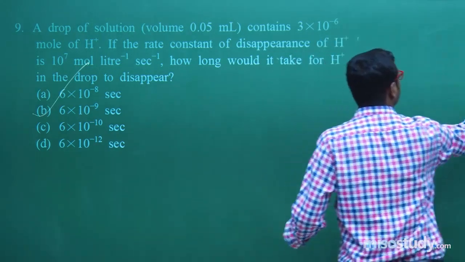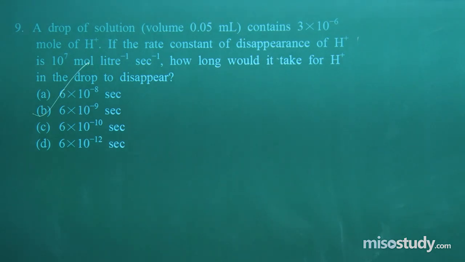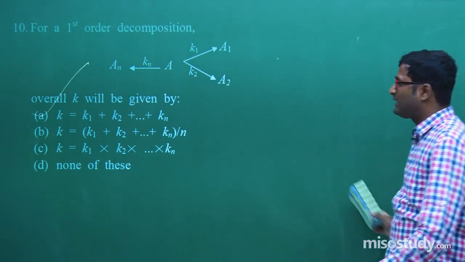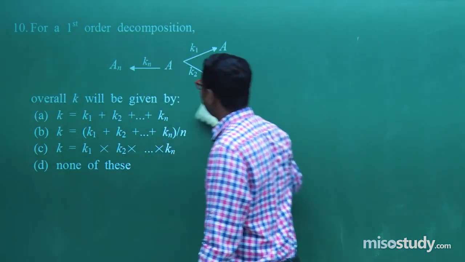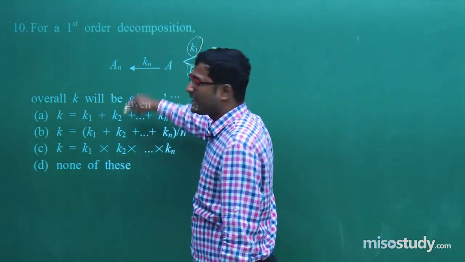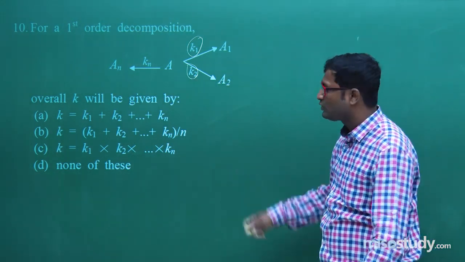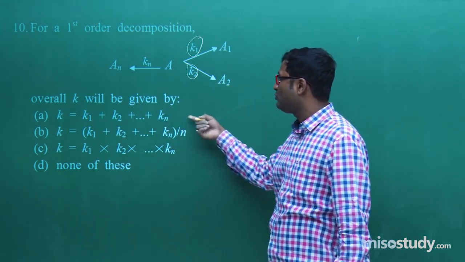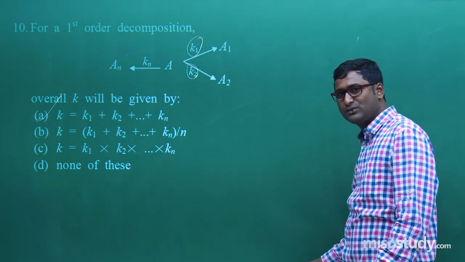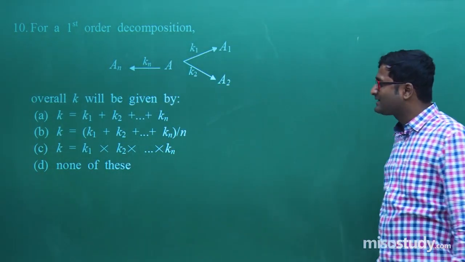Next one. Now look at, this is a simple question as I discussed earlier. What is A? Overall K, that is K1, K2, K3, K4, K5, Kn. So the overall K in this question will be given by K1 plus K2 plus dot dot dot Kn. Then for this question, A is the correct option. Clear friend? Now I'm going to rub this part and now we will revise the things.